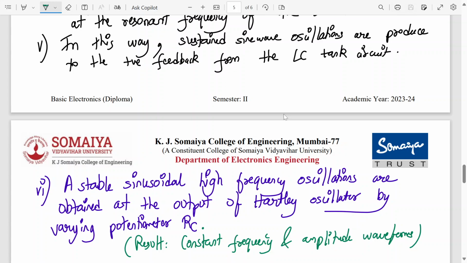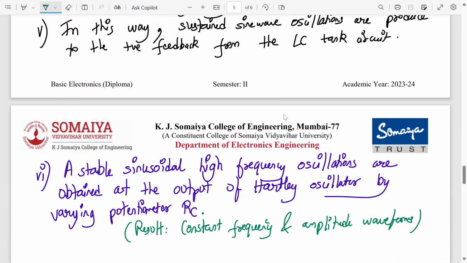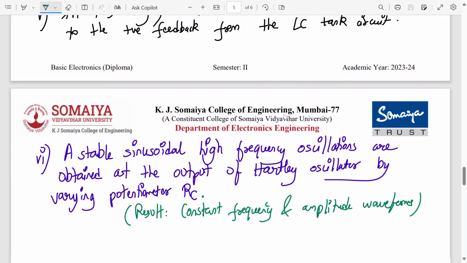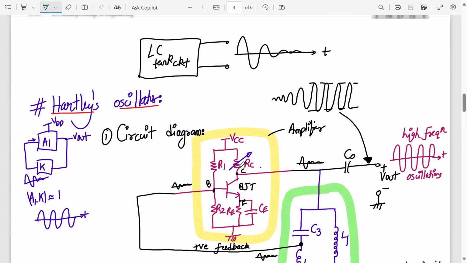Okay, everyone understanding? So a stable sinusoidal high frequency oscillation is obtained at the output of the Hartley oscillator by varying potentiometer RC. The result is a constant frequency and amplitude waveform. So the waveform at the output will look like this, exactly as I have shown over here. This one.